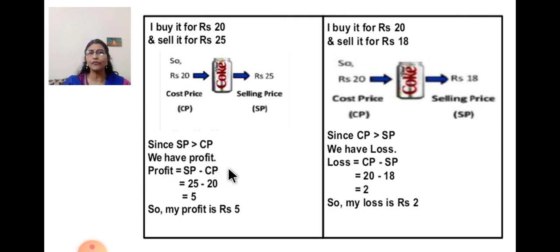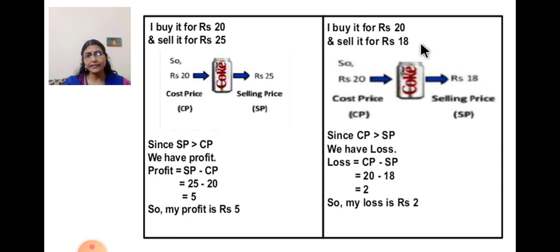So we have profit. So what is profit? Profit is equal to selling price minus cost price. So what is selling price here? Selling price here is 25. So in place of selling price here we'll write 25. And in place of cost price we will write here 20. And then we will subtract. So we will get our profit. So profit is 5 rupees. So my profit is rupees 5.